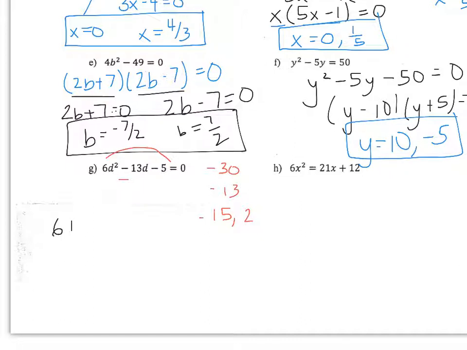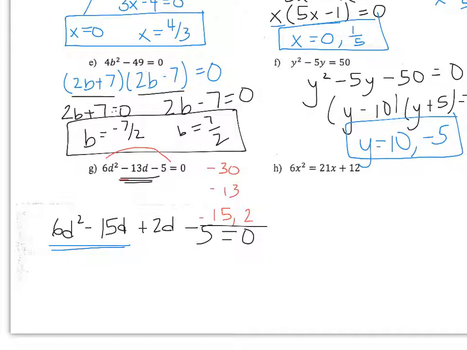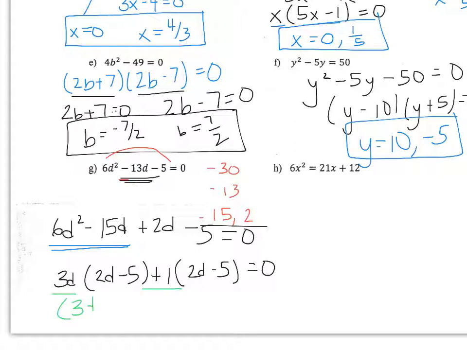So I have 6d squared. Now instead of writing negative 13d, I'm going to replace it with negative 15d plus 2d, and I still have minus 5 equals 0. So to factor by grouping, I do the greatest common factor of the first two terms, which I can take out a 3d, and I'm going to be left with 2d minus 5. And I can copy 2d minus 5 over here, and then I must have factored out a 1, and so I put plus 1 right here. So in the end, I can make a binomial of 3d plus 1, and I make a binomial of 2d minus 5.